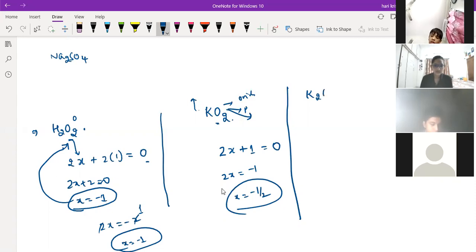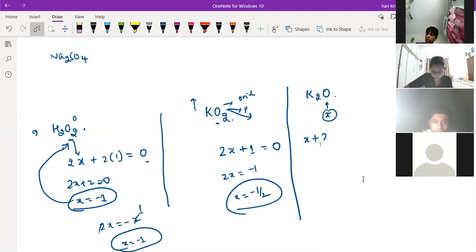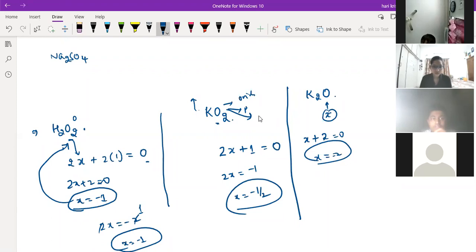Now can you tell me for this? For the oxygen, we'll take it as an X. X plus, find out. No, -2. Yes, sir. X is equal to -2. So X plus 2 oxygen, oxide, is equal to 0, so X equal to -2. -2 means what? Oxide. So potassium oxide is the name for this.